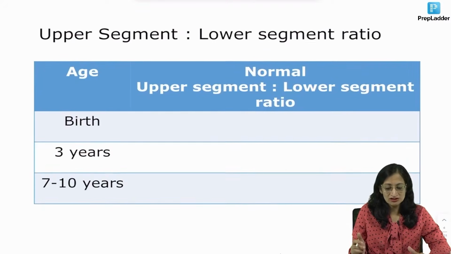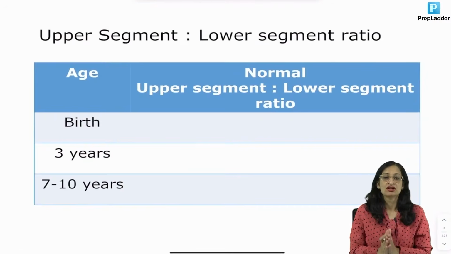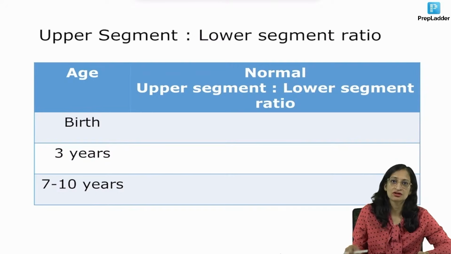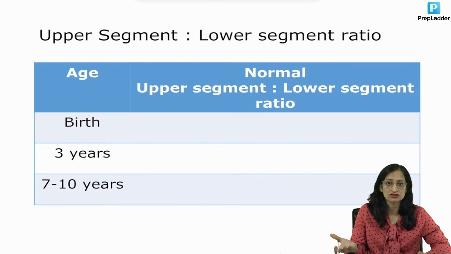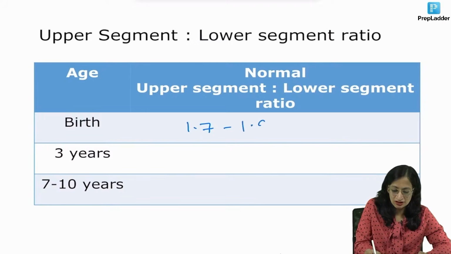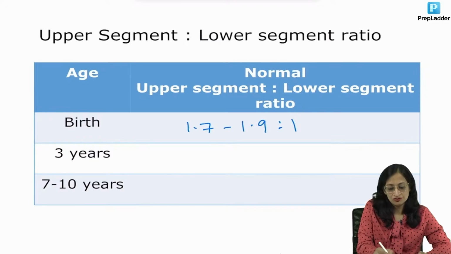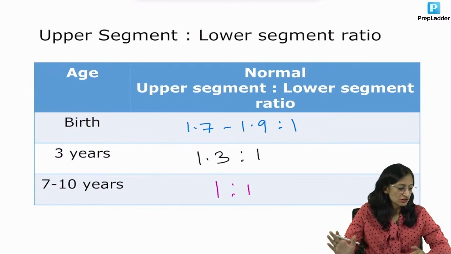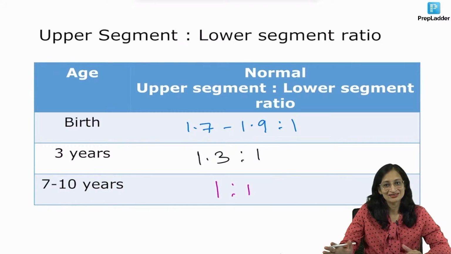Now, what about this upper segment, lower segment ratio? We need to have an idea about the normal upper segment, lower segment ratio at different ages so that you can interpret which segment is affected in a child with short stature. At birth, normally it is 1.7 to 1.9 is to 1. At 3 years of age, it becomes 1.3 is to 1. And by 7 to 10 years of age, it becomes 1 is to 1. So, this is the normal upper segment, lower segment ratio at different ages, right?